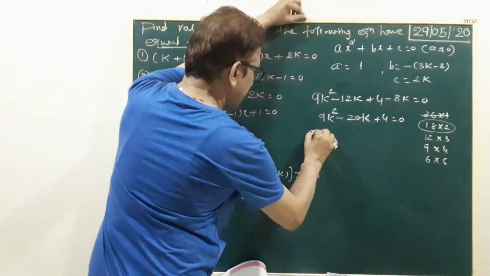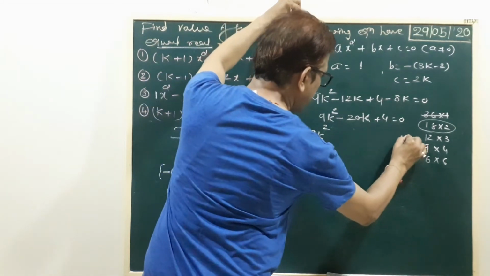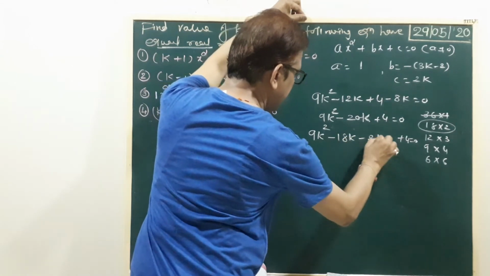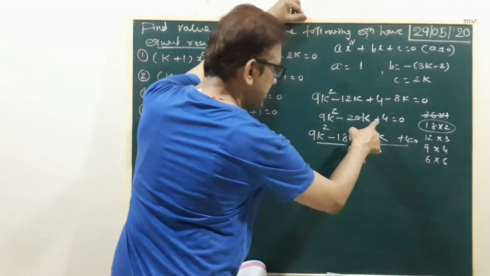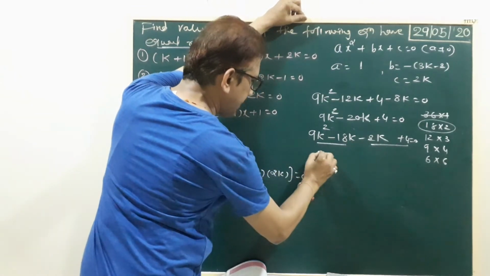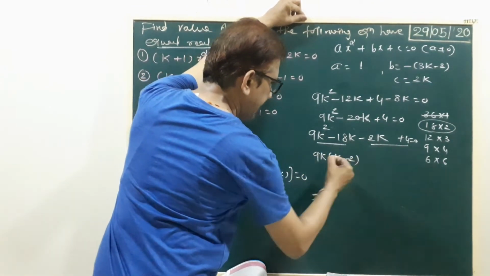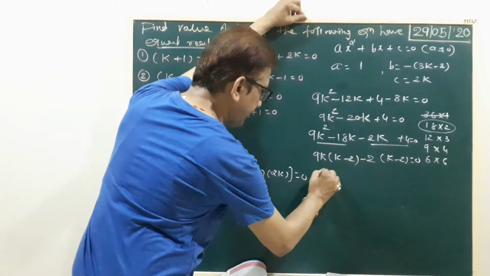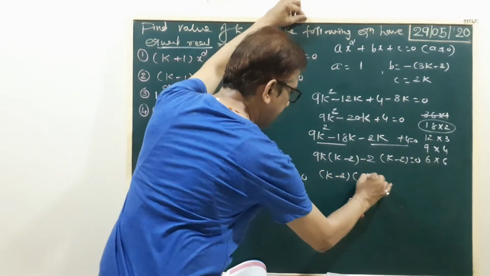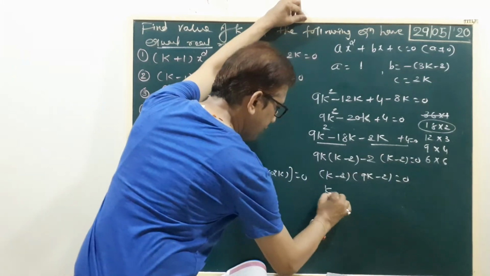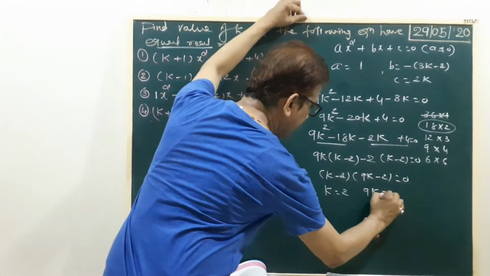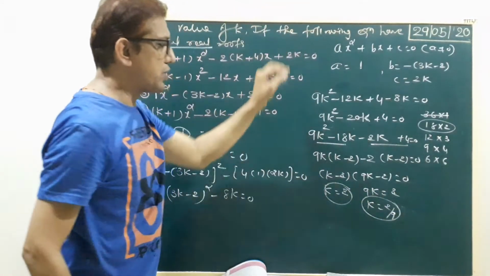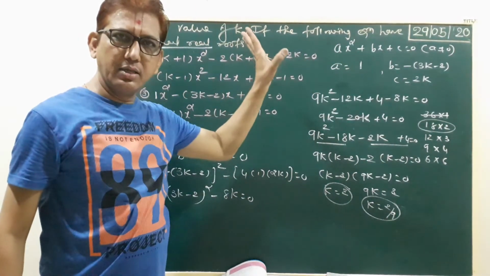Okay. So 9k square and plus 4 as it is. 18 and 2, so minus 18k and minus 2k. Both have the same sign because the last term is positive. Now 9 is a factor of 18, so 9k common, (k minus 2). Same bracket here, k minus 2 equal to 0. So minus 2 is the common, so (k minus 2)(9k minus 2) equal to 0. So we get individual zeros: k equal to 2, 9k equal to 2, so k equal to 2 by 9. Clear? This is your two answers. Our question is to find the value of k. Okay? Clear?